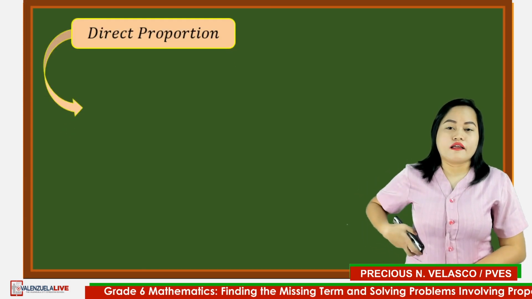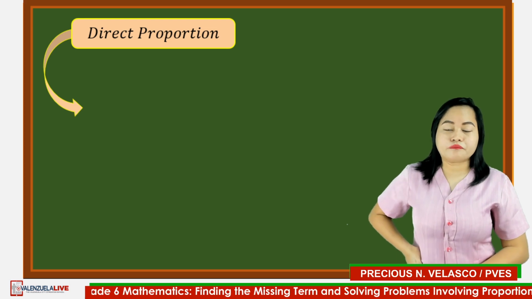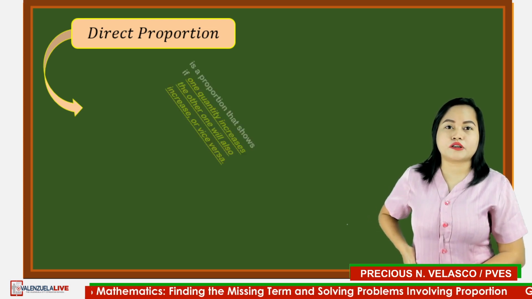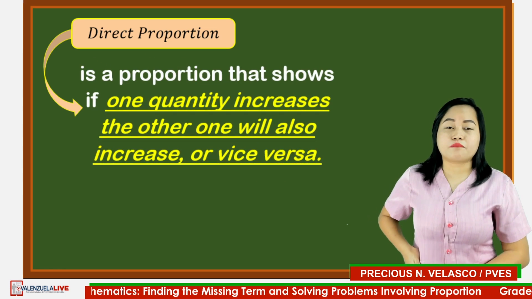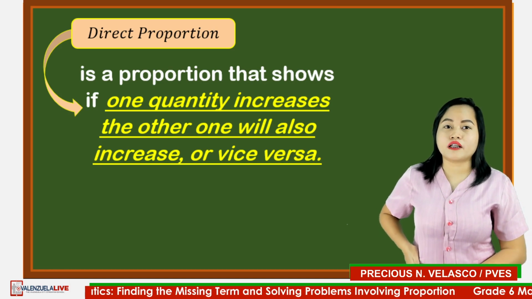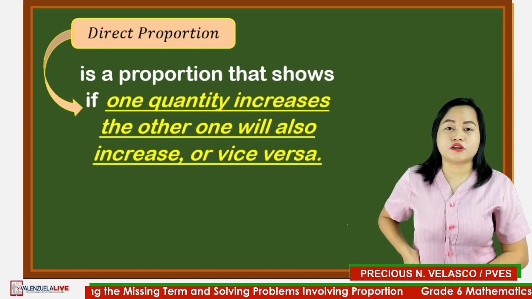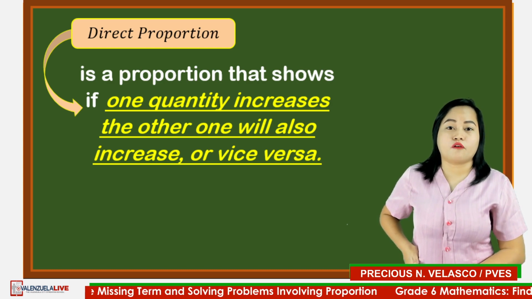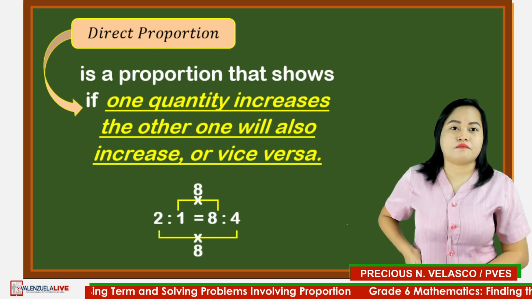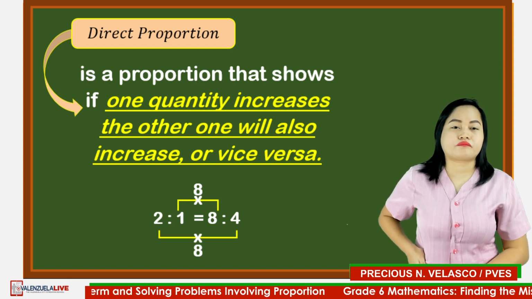So for the direct proportion, it states that it is a proportion that shows if one quantity increases, the other one will also increase, or vice versa, like our problem here.